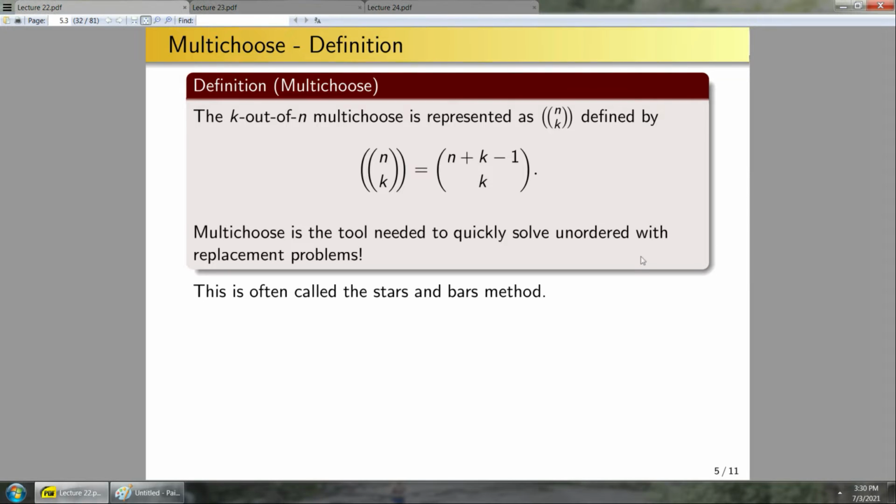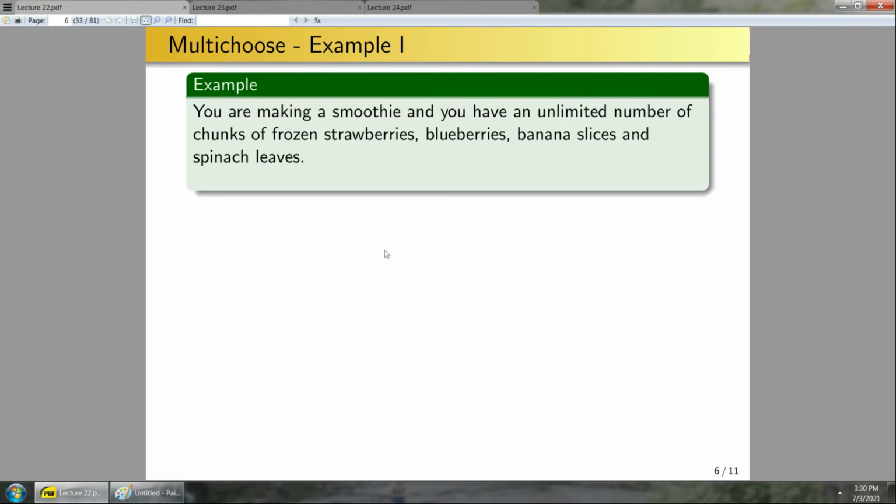Now let's look at a couple of examples using this method. So I'm making a smoothie and I have an unlimited number of chunks of frozen strawberries, blueberries, banana slices, and spinach leaves. A natural question I might want to ask is how many smoothies can I make if I pick 12 items to include? So given this unlimited stockpile of things, what are the number of different smoothies that can be made?